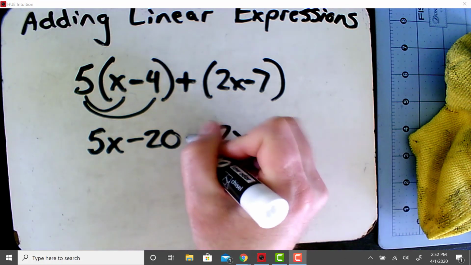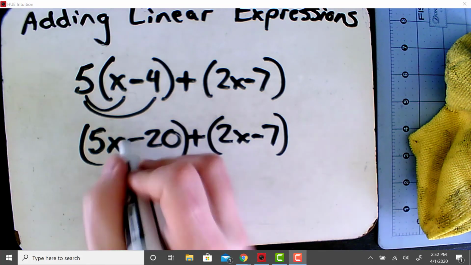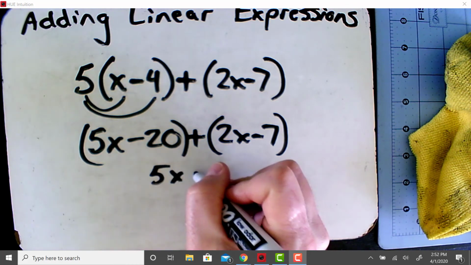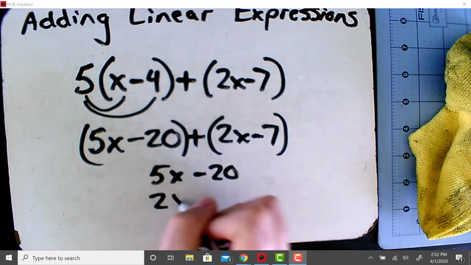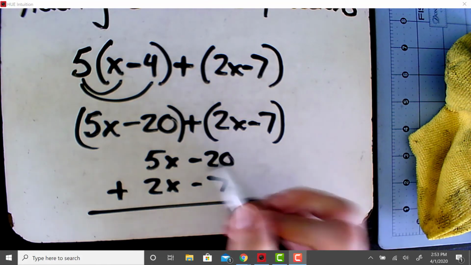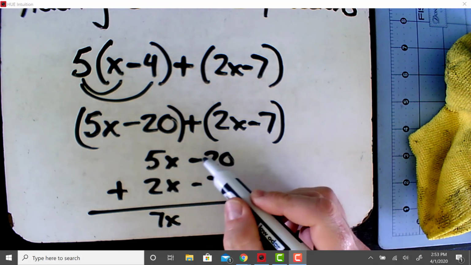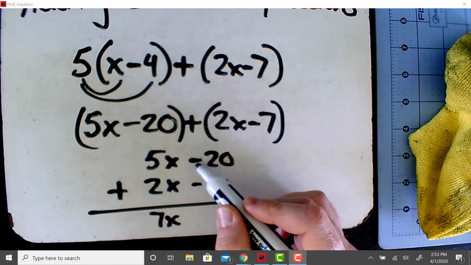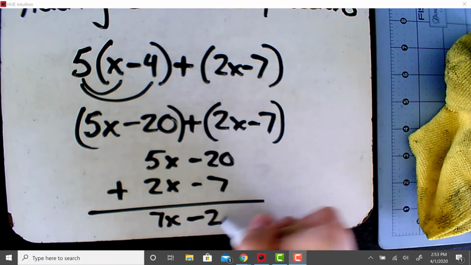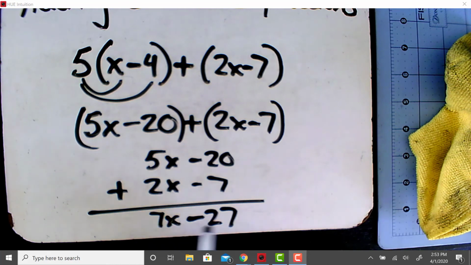Okay, now I've still got 2x minus 7 over here, and I can just put these two in parentheses now so that I can have my two separate linear expressions be added together. I'd write that by stacking them, 5x minus 20 and 2x minus 7, and I'm going to be adding those. And so I've got 5x plus 2x gets me 7x, and I've got negative 20. Remember, I treat minus signs like negative signs. Negative 20 plus negative 7 gets me negative 27. And my answer is 7x minus 27.